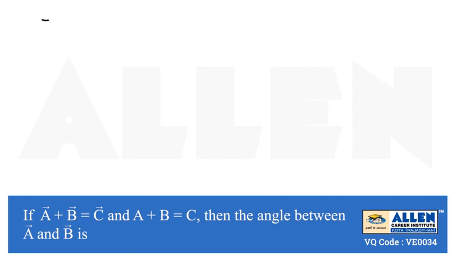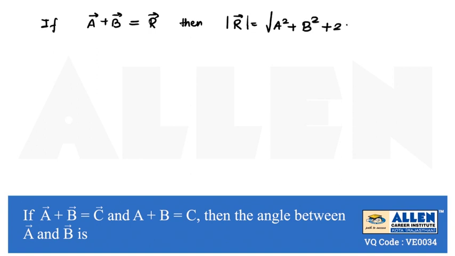So first, if we discuss the summation of two vectors, a vector plus b vector is equal to r vector, then the magnitude of the resultant vector can be written with the help of the formula a square plus b square plus 2ab cos theta. With the help of this formula we can see theta is coming, which means the angle between a vector and b vector, that is, those vectors which are being added. So here we have to find the angle between these two vectors.